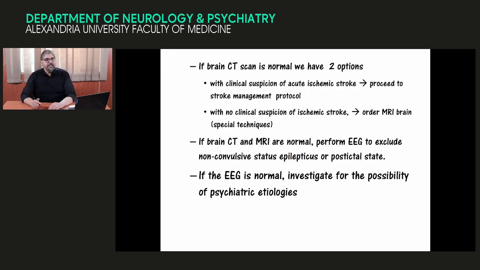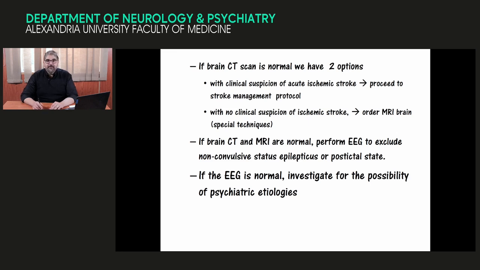If the patient's CT is normal, we have one of two options. If we are suspecting acute ischemic stroke, as we said, we can proceed to the stroke management protocol. And of course, if there is no clinical suspicion of ischemic stroke, we can order an MRI brain with special techniques to exclude structural lesions like infection, like abscess, like tumor, and other causes.